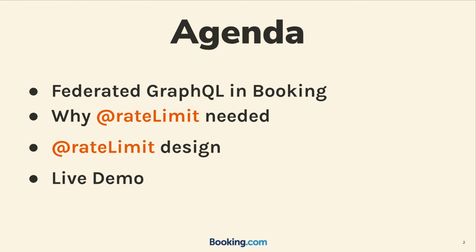Here's a plan for today. I will quickly start with the federated GraphQL in Booking with some interesting numbers. Then I will explain why rate limiting in the federation router layer is needed. And I will dive into the technical detail of the whole rate limit directive design. And if there is time, I can do a very little demo on the booking.com GraphQL endpoint publicly, with some live small details.